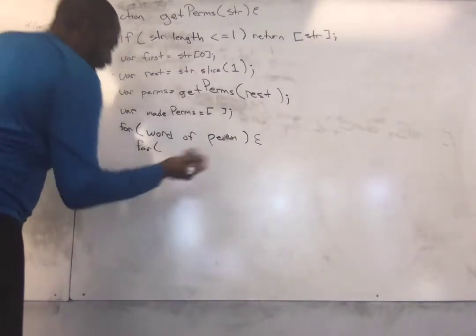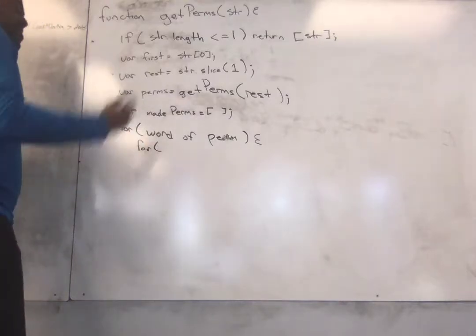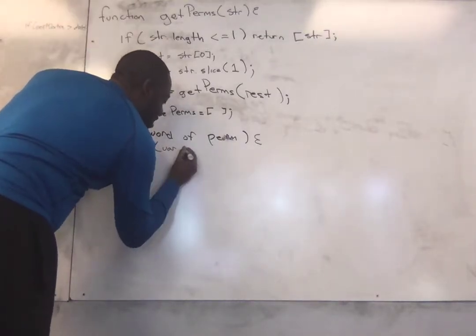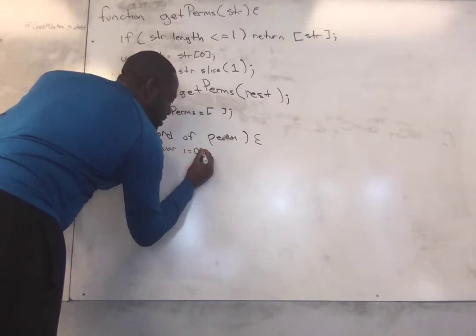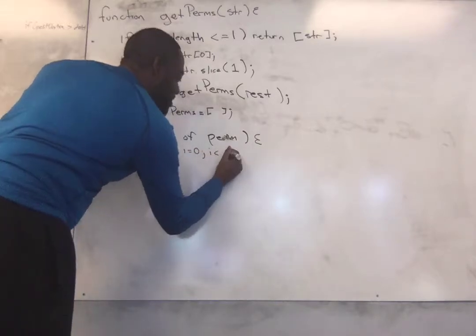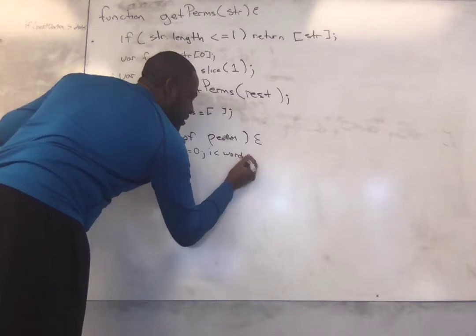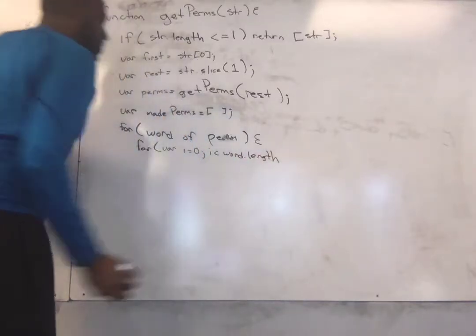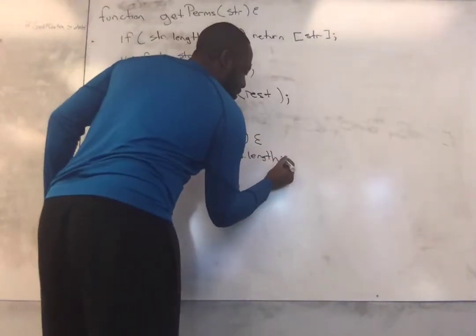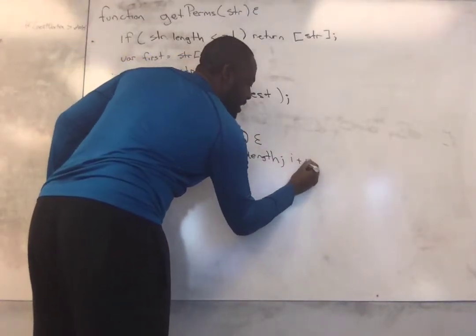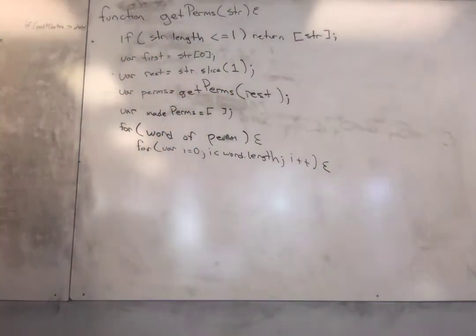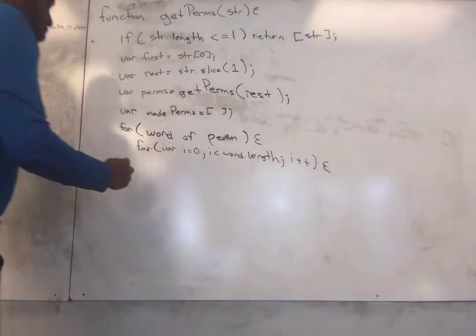So for word of perms, I will need to do this because it just makes sense to me. You don't have to. We could do char in if we wanted to, but I'm going to write another loop here. We're going to do var i equals 0; i is less than word.length; i++. Okay? Cool. And here's where we're going to build our word.